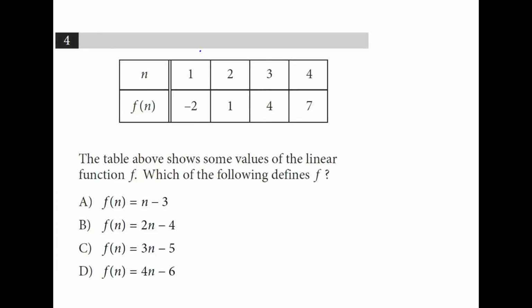So given the table, as n goes up by 1, f of n goes up by 3. And that's consistent. Our slope is 3. This is the only one that has a slope of 3. The trick is to recognize that this is like x and this is like y.